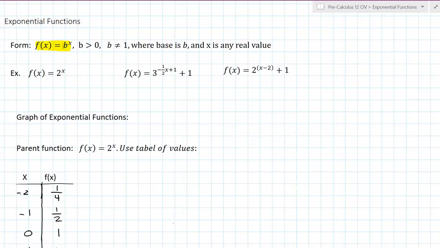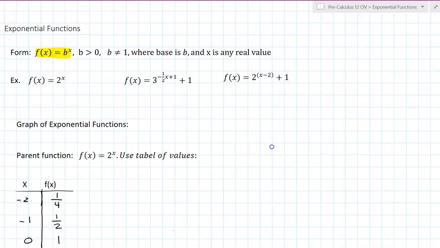And then we're going to go through and analyze the function and basically be able to graph it. All right, some examples of exponential functions. The very first one, f of x equals 2 to the x, where b is 2. That's actually the parent function. We're going to talk about that a little bit later on.